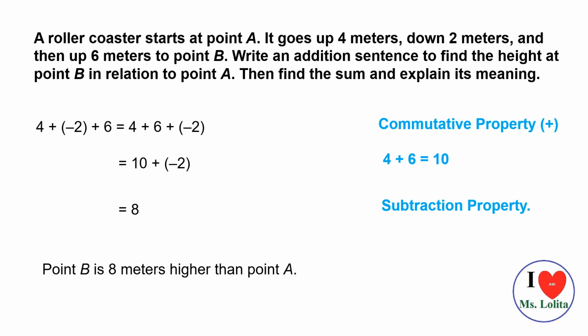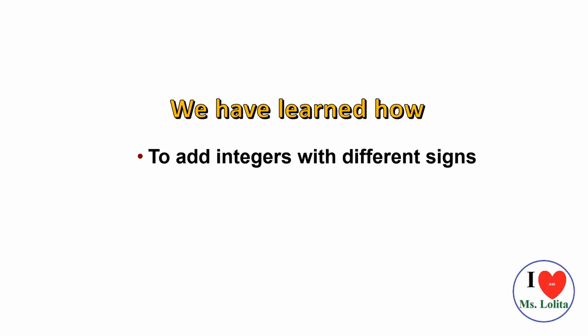We have already found the sum. Now we're going to explain its meaning. Therefore, point B is 8 meters higher than point A. It is easy, right? So, we have learned how to add integers with different signs. Everything here in this lesson is easy.